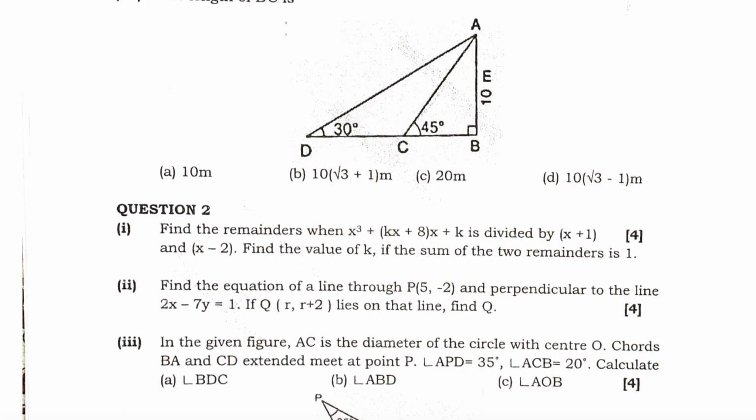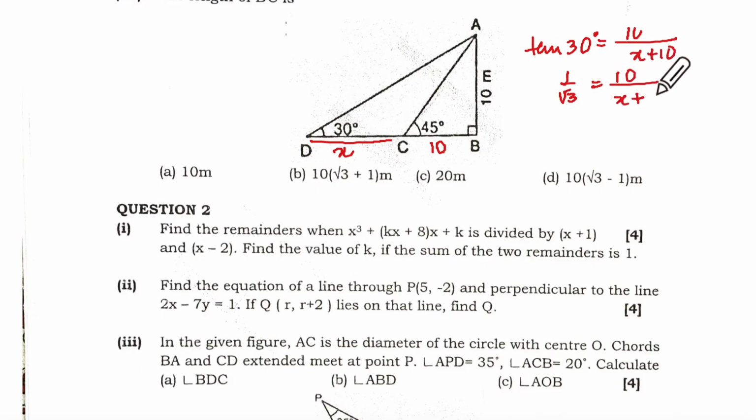Now here, the length of DC, this they are asking. So you will first do this. This will be 10. Tan 45 will give me this as 10. Okay, then I'll take tan 30. Let us call this x. Tan 30 will be equal to 10 upon x plus 10, so 1 upon root 3 equals 10 upon x plus 10. So x plus 10 equals 10 root 3. So x is equal to 10 into bracket root 3 minus 1.